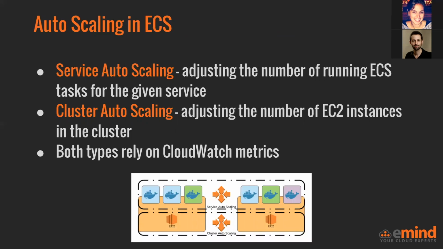So when using autoscaling for ECS, there are actually two types of autoscaling. There is service autoscaling, which means changing the number of running containers, and there is cluster autoscaling, which means changing the number of instances in the cluster. Both types of autoscaling use CloudWatch metrics as their trigger. However, you should use different metrics for each. More on that in a bit. Before we talk about how to implement autoscaling, we must understand how resource allocation works in ECS.